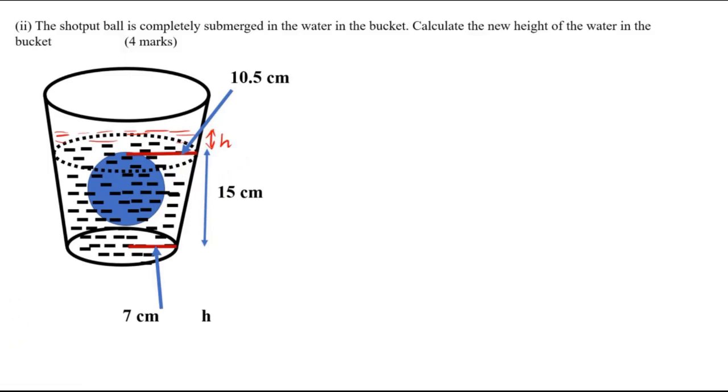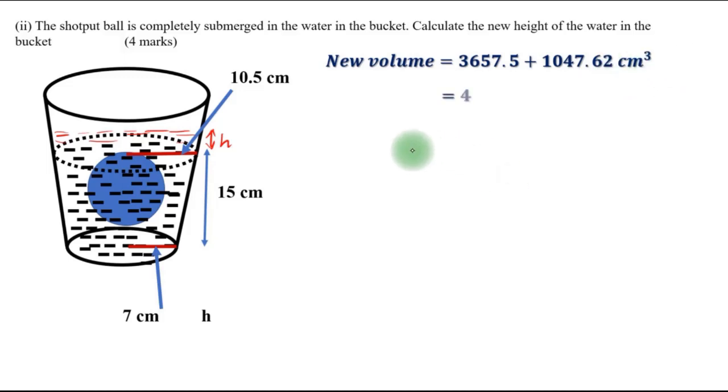Now, we expect the new volume will be the volume of the water in the bucket plus the volume of the shot put. And that will be what? 3,657.5 plus 1,047.62 centimeter cube. So we shall get 4,705.12 centimeter cube. Then let the height to have increased by x. So let us use x.